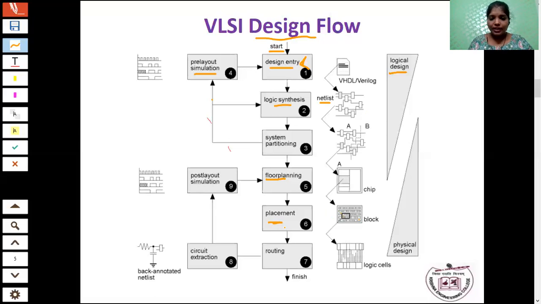After that, we perform the routing. What is routing? Routing is nothing but the interconnection of cells or blocks. Once we perform the routing, we carry out the circuit extraction. For the circuit extraction, we measure the internal resistance and capacitance of the circuit. We measure the resistance and capacitance values in order to find the delay.